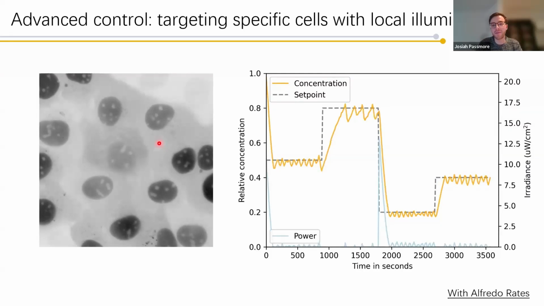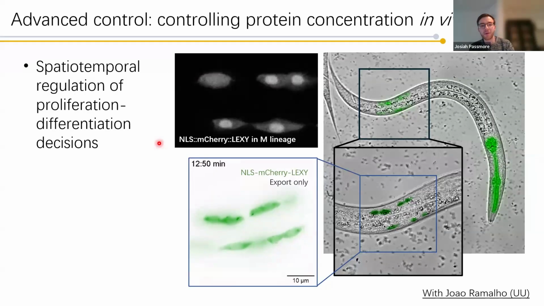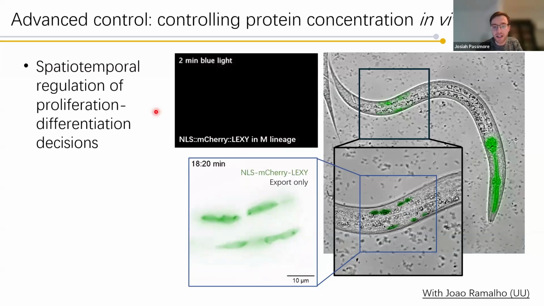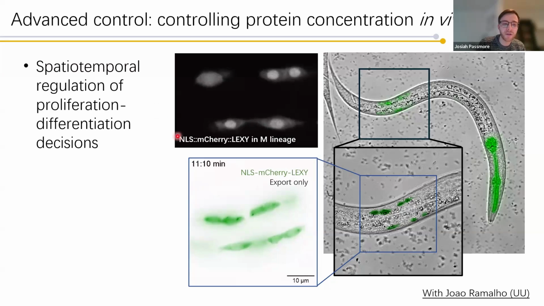So how can we actually use this for something useful? Well, we're interested in controlling protein concentration in vivo as one nice experiment. We have a very nice project in collaboration with Joao, also from Utrecht University, looking at spatial temporal regulation of proliferation differentiation decisions. So here what we did is we introduced the Lexi construct into C. elegans, in particular in the M lineage. And what Joao is interested in doing is modulating the location of transcription factors during differentiation of the worm and being able to titrate them inside and outside of the nucleus to look at how this would affect proliferation differentiation.